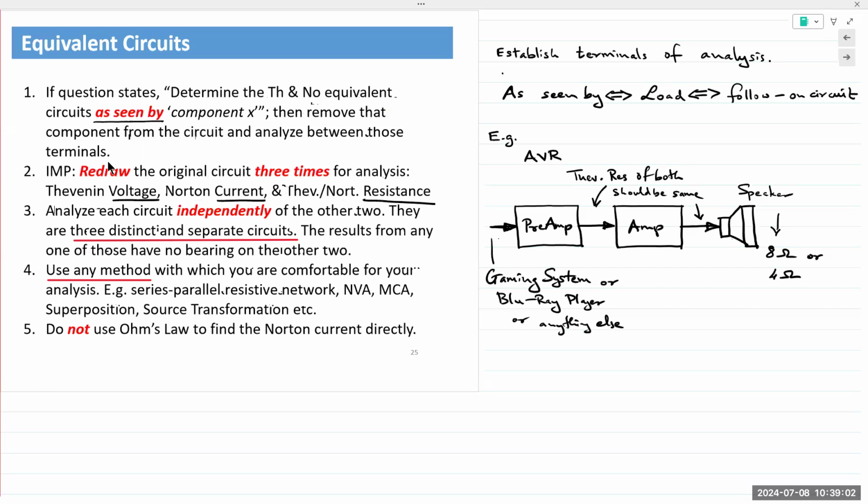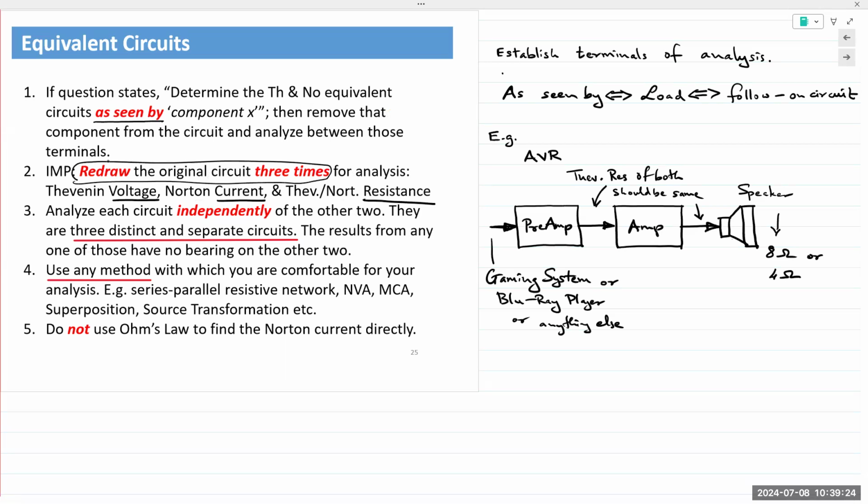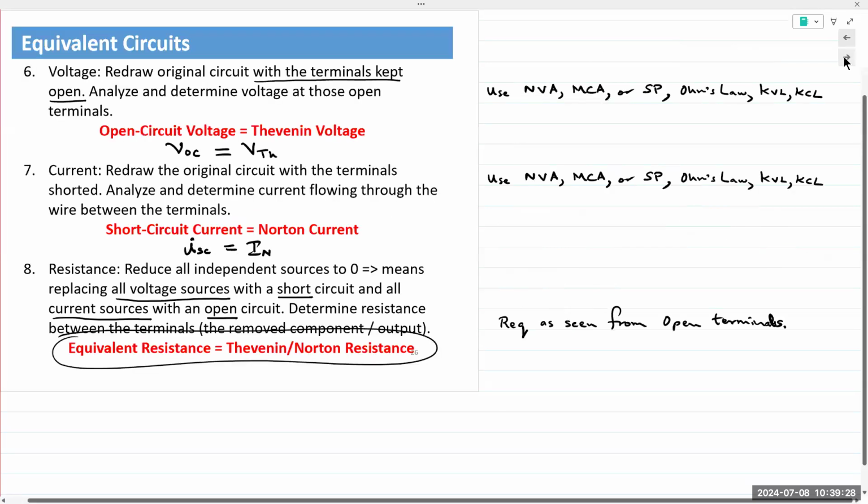Thevenin Norton is not a new analysis technique. It is a theorem that you apply to determine the equivalent circuit. And the concept requires you to redraw the initial circuit 3 times. So on the quiz, I will ask you how to set up the problem, which is redrawing the circuit 3 times. Okay. And I'm going to go over how we do that.